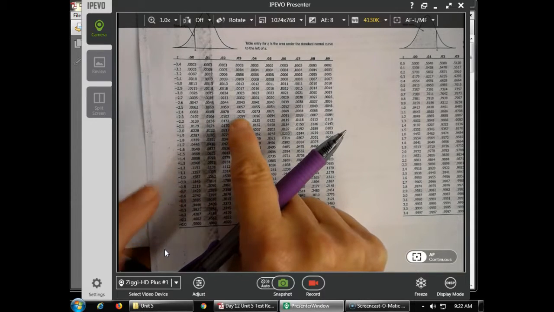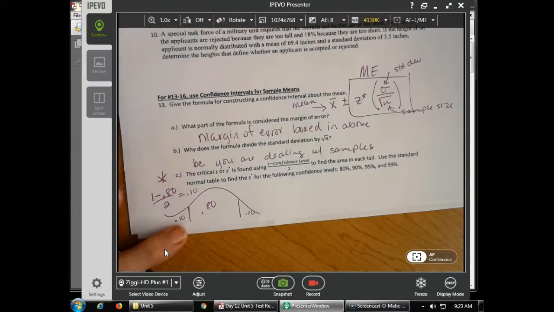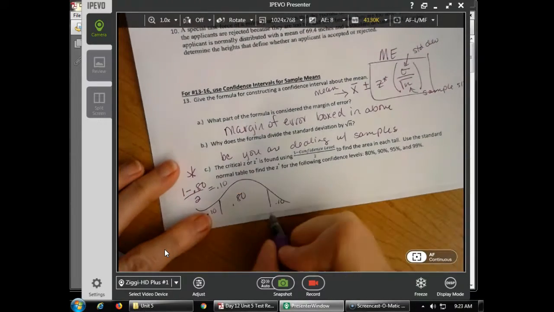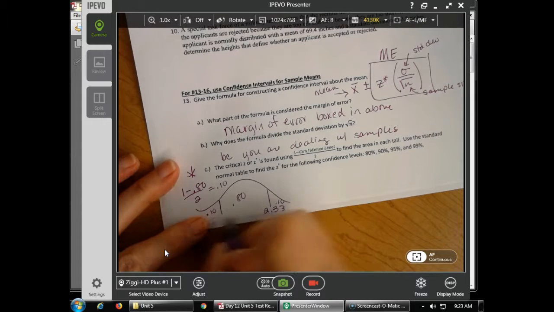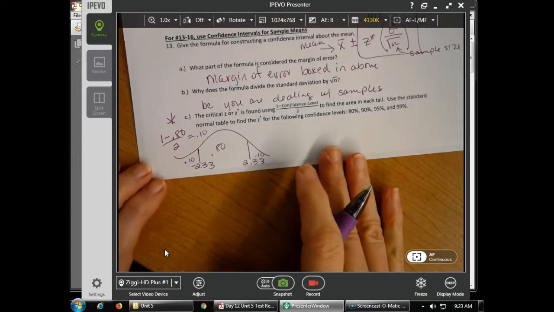That's actually a little bit closer, isn't it? Negative 2.33. Negative 2.33. So that would be the z here. Now, remember, this one is a positive 2.33. This is a negative 2.33. Okay? So that's for an 80% confidence interval.